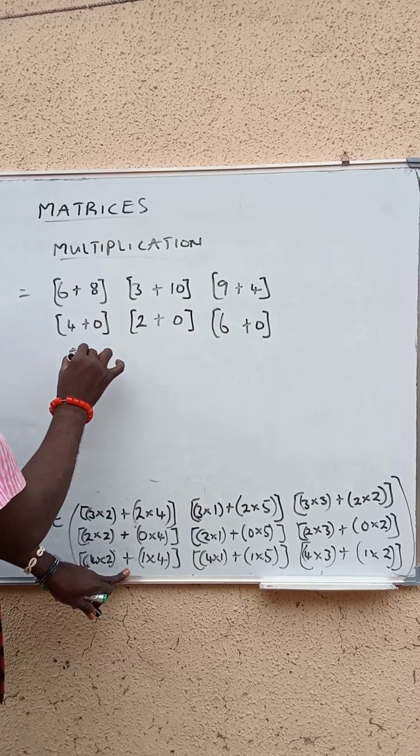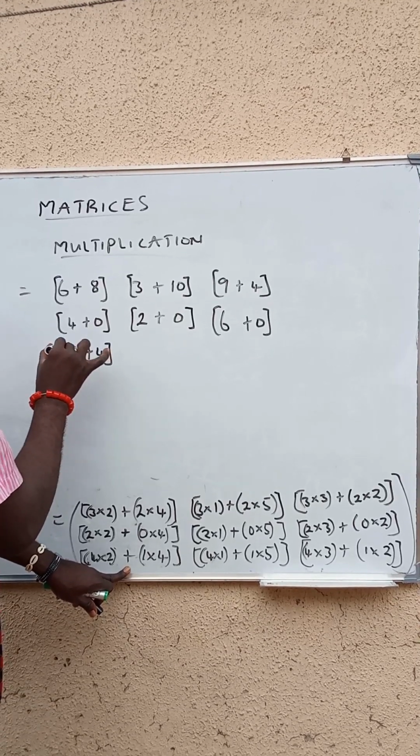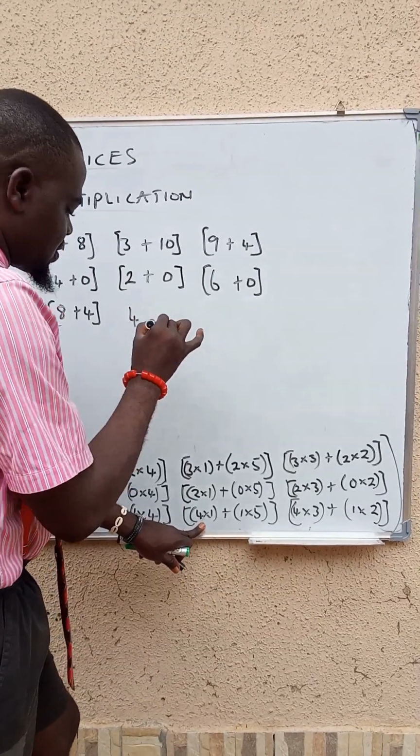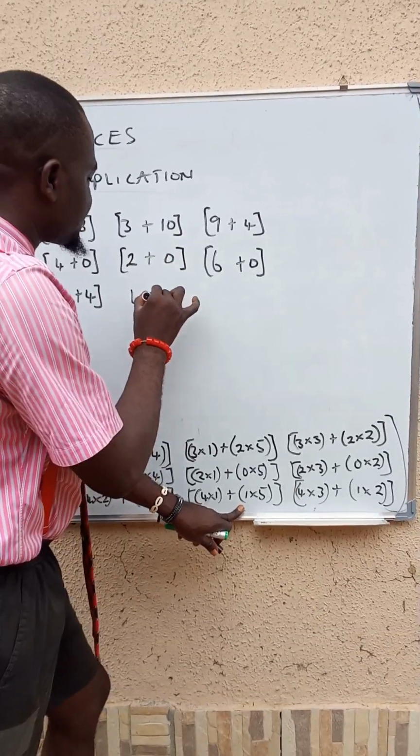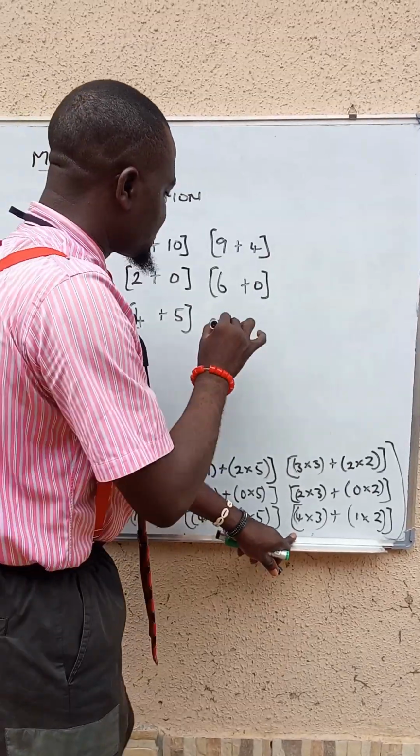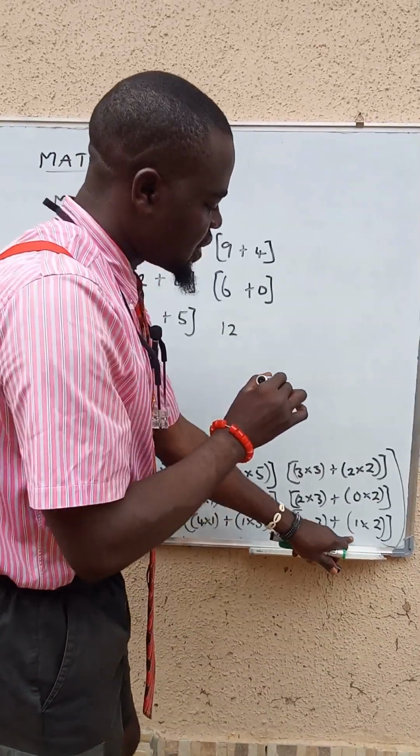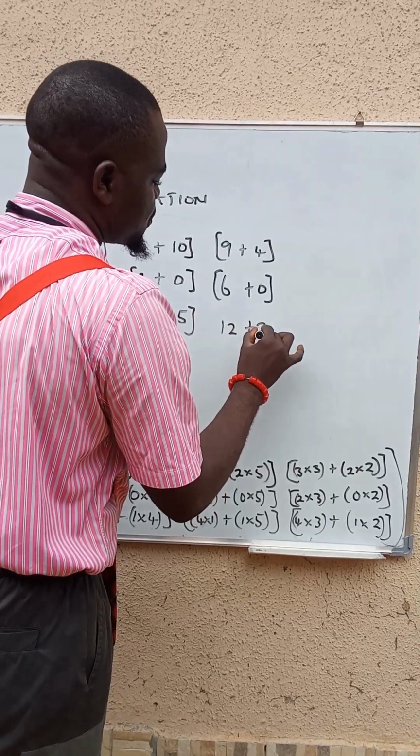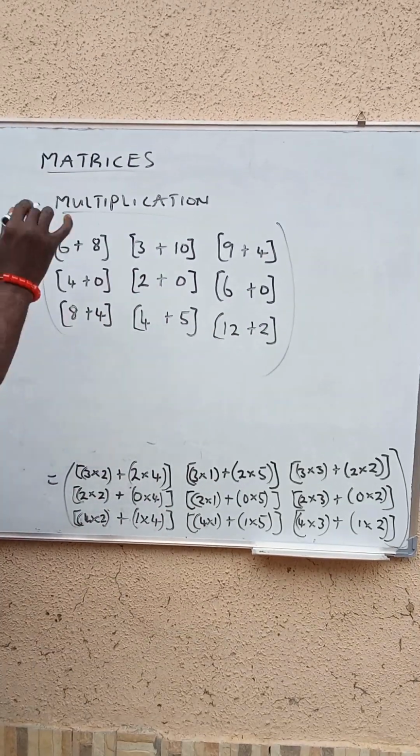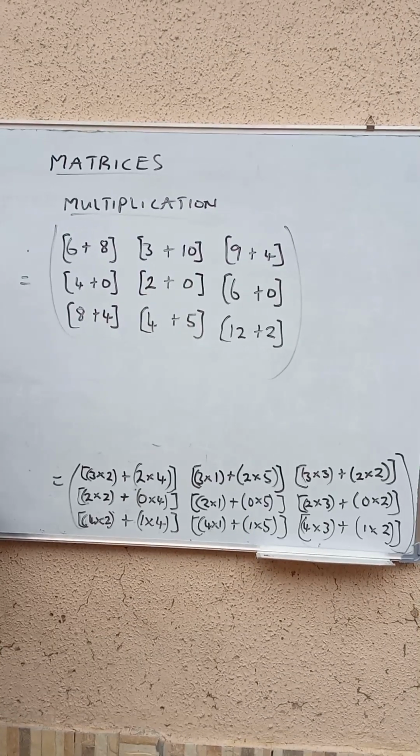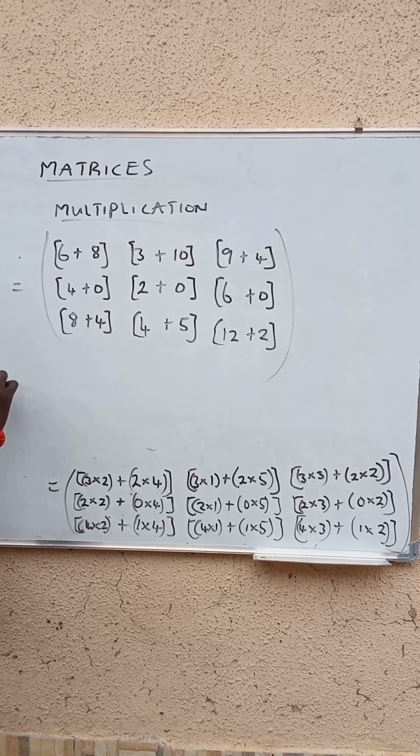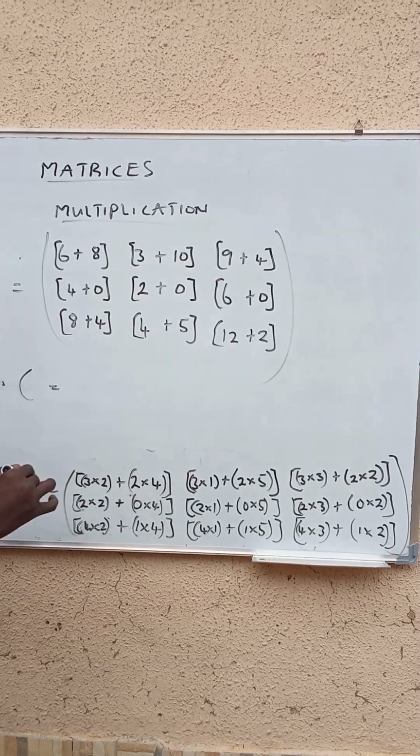1 times 4 is 4. 4 times 1 is 4. 1 times 5 is 5. 4 times 3 is 12. 1 times 2 is 2. So once you are done with this, you put the bracket. Right? So the next thing you do is to bring the matrix C, that's the product of AB.